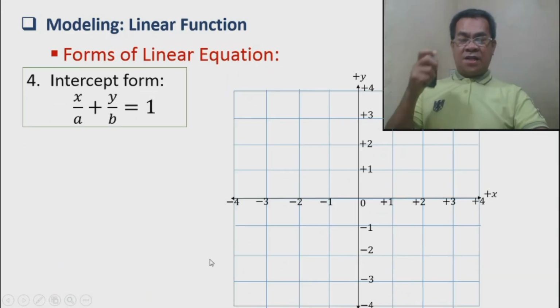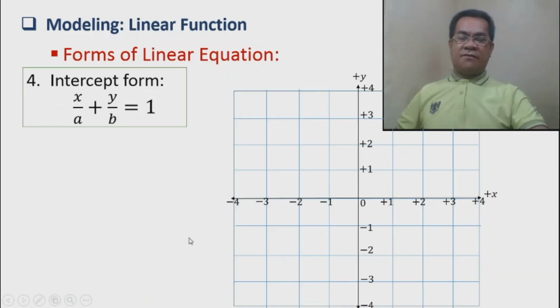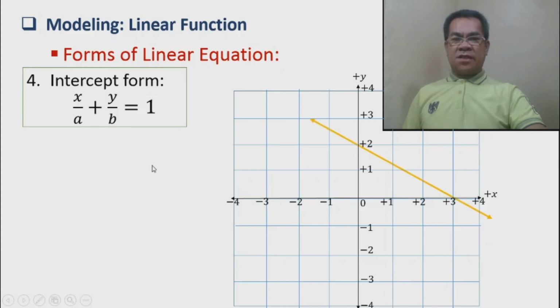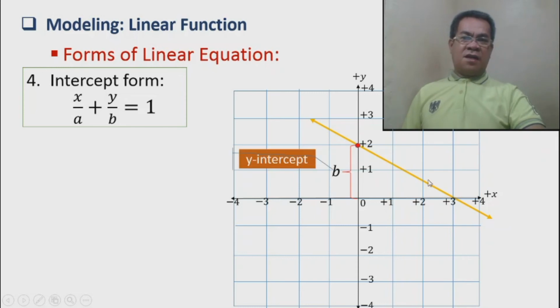Okay. Last form. We have the intercept form. The intercept form, again, from our previous slide, is x over a plus y over b is equal to 1. Suppose this is the line. The line intersects the y-axis at b, and the graph of the line intersects the x-axis at a. So this is the y-intercept, and this is the x-intercept.